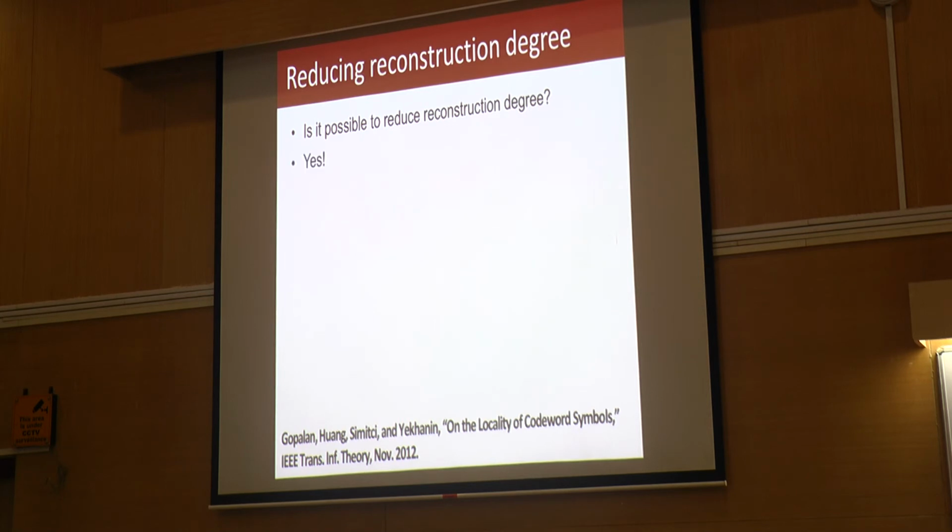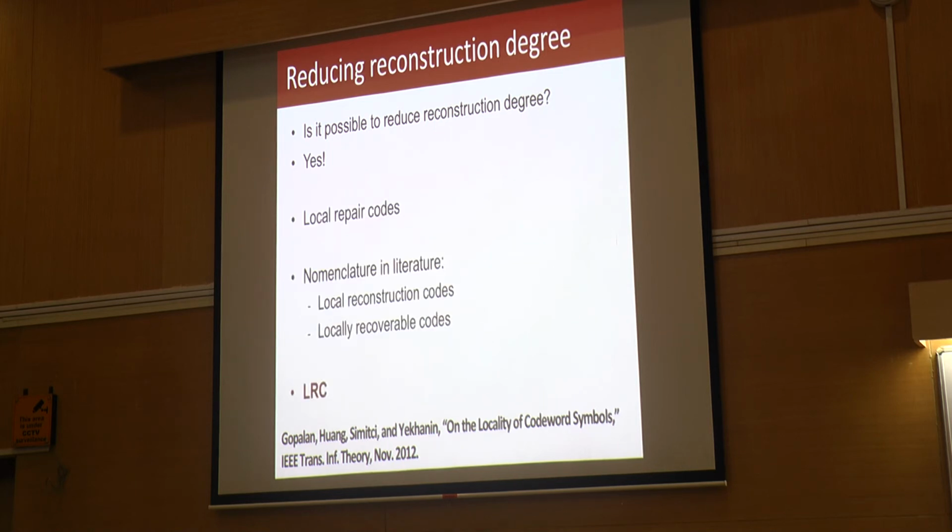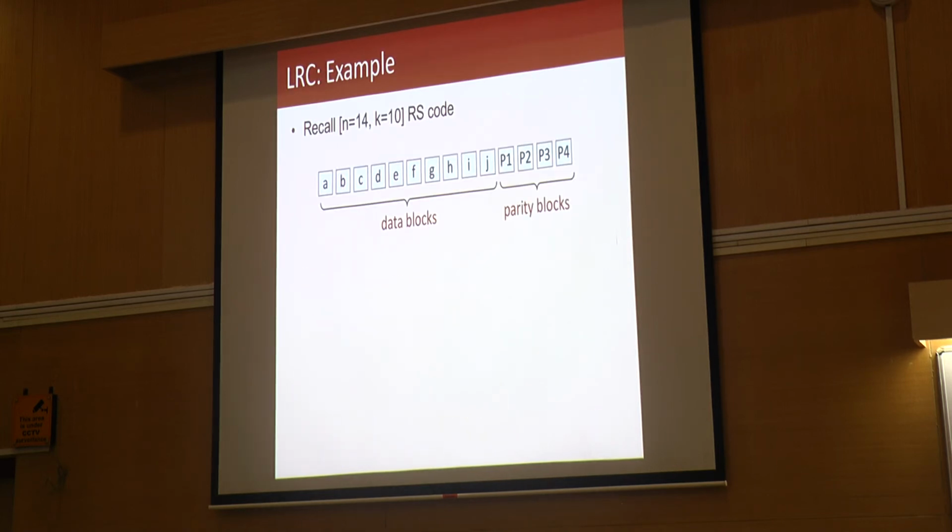So the answer turns out to be yes, as was studied in this paper, and also one or two more papers from a code design or systems perspective that looked at this problem. So these codes are called local repair codes, and as I mentioned, there are several other names, but we will stick with just LRC so that we are covering all of them. Okay, so let's take an example to see what is the key idea that enables us to go below k for reconstruction degree. So recall this 14-10 Reed-Solomon code or classical MDS code, right?